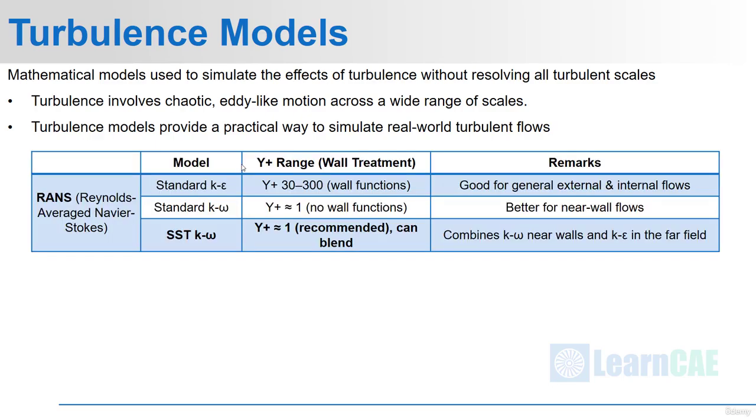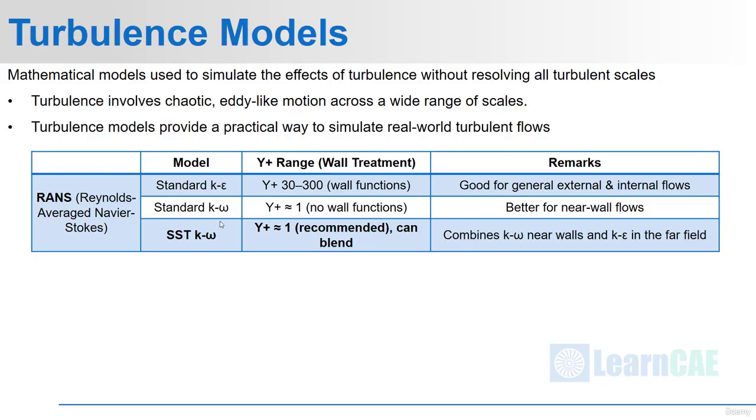The first category is RANS models, that is Reynolds averaged Navier-Stokes equations. There are several models in this category. We are showing only 3 as of now. The first one is the standard K epsilon model. It includes a wall function. Therefore, you have to place the y plus around 30 to 300. This K epsilon model is good for external and internal flows, and it captures the main flow properly.